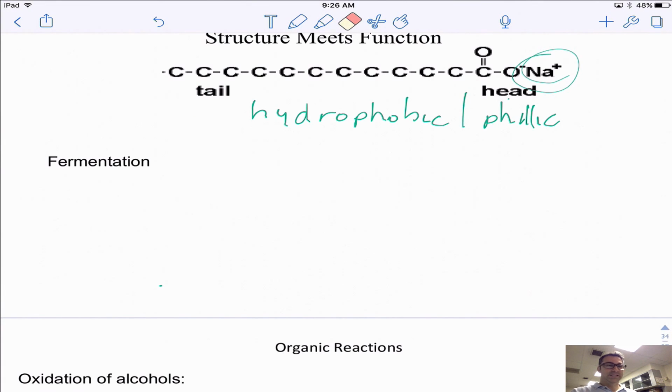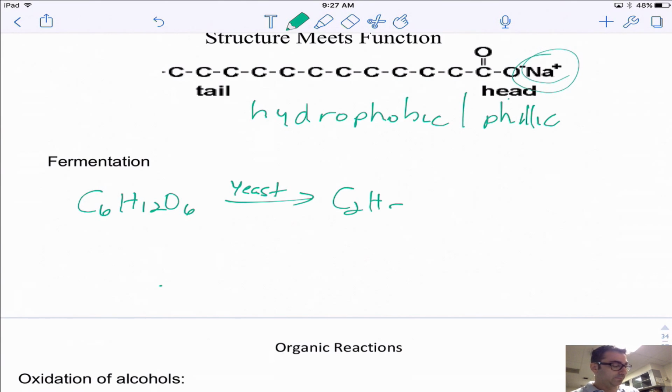All right, fermentation is where you take a sugar and you use yeast, which have certain enzymes in them, and you produce ethanol and CO2. This is the most common kind of fermentation. You could also make methanol too if you have something like wood and you try and ferment that, but this is the most common kind of fermentation.